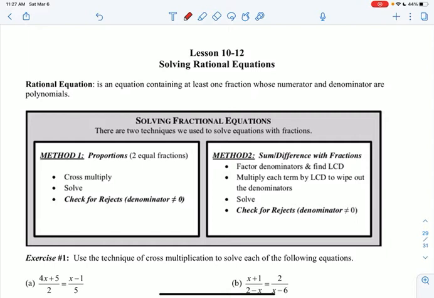The first one, method 1, is if I have two equal fractions. That's basically just a proportion, so I'm just going to be able to cross multiply, solve, and then you do have to check for rejects, because remember, a denominator of a fraction is not allowed to equal 0, so if the answer you get happens to make that denominator 0, then you have to reject it.